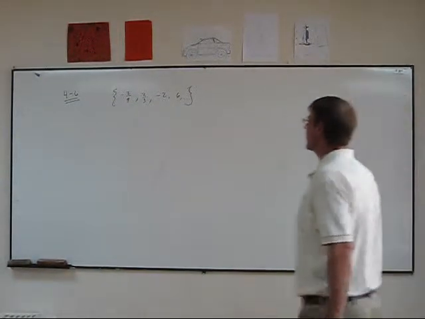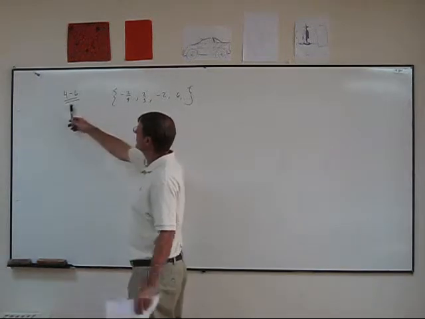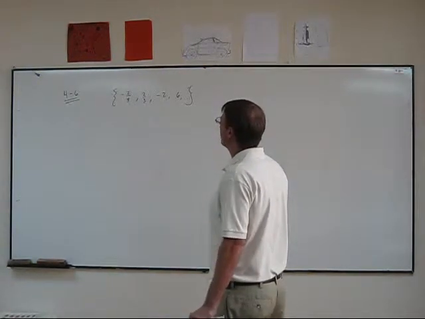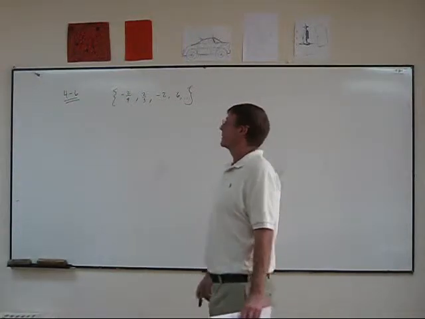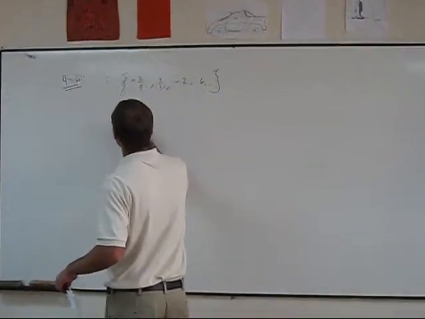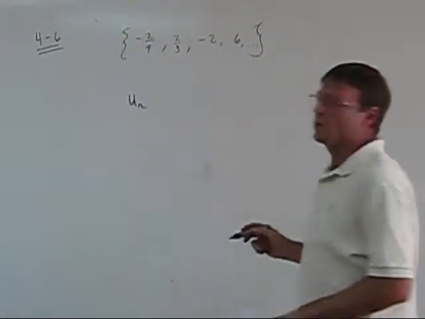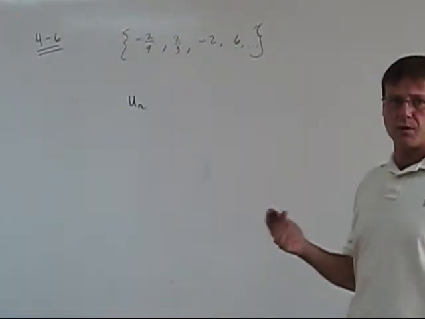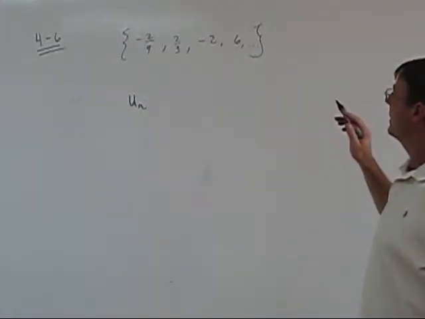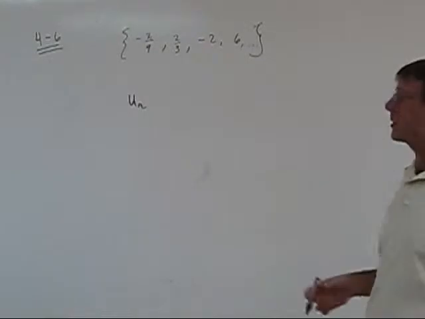Okay, we've got a sequence here, number 4 through 6. And we have to decide whether this is an arithmetic or a geometric series. You're being asked to find the general term, which is un. So we only know two types of sequences where we find the general term. And so we need to know whether it's geometric or arithmetic.